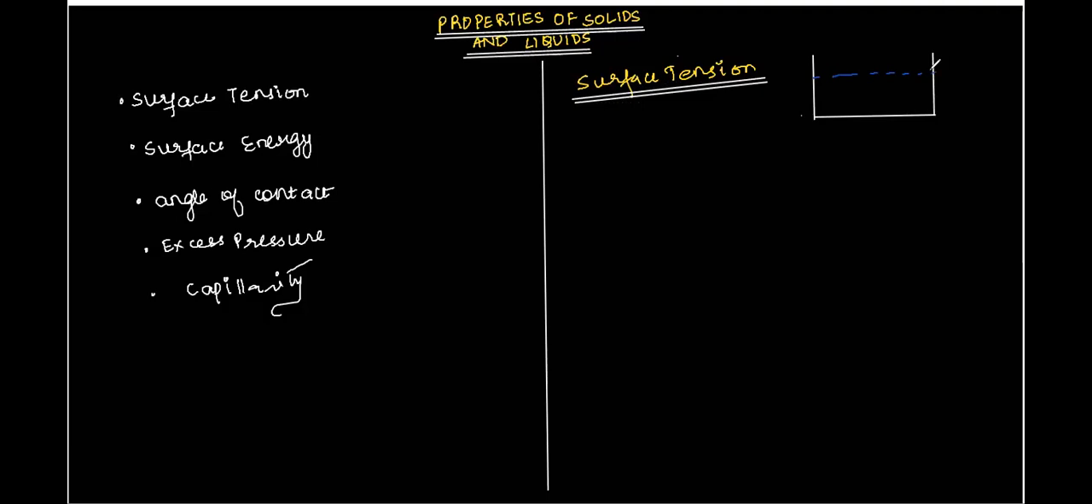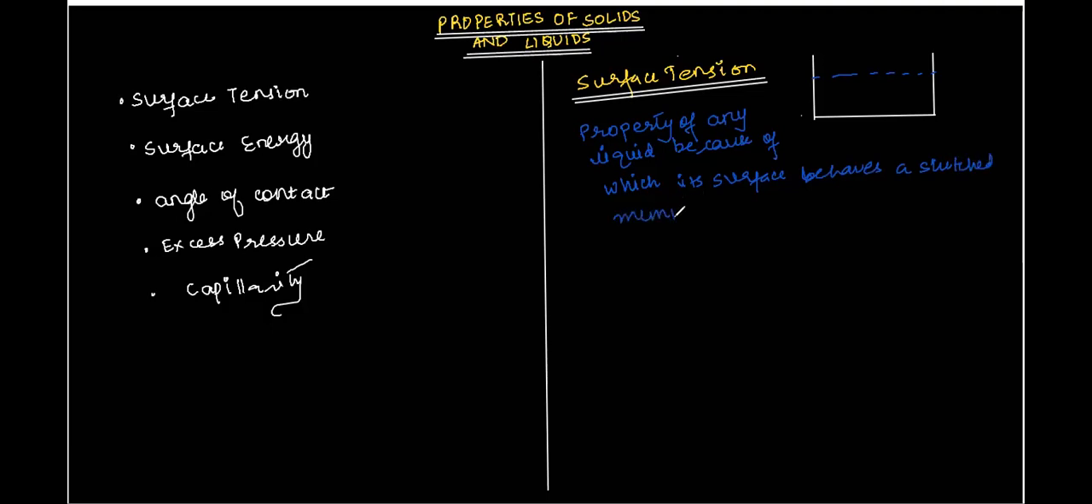Now, the concept is that surface tension is actually a property of any liquid because of which its surface behaves as a stretched membrane, a stretched membrane. So the point is, as you all must have noticed this in your normal experiences, that let's say when I keep a very flat thin blade on the surface of liquid, it starts floating. It starts floating on that surface, right?